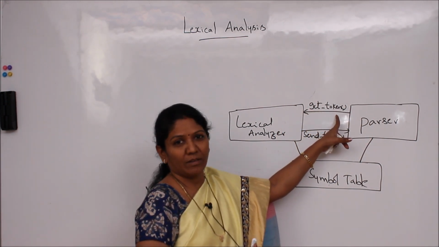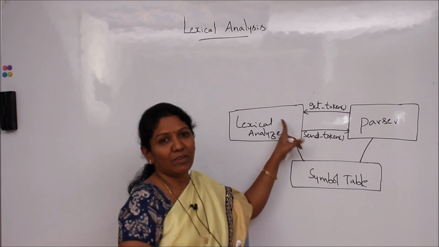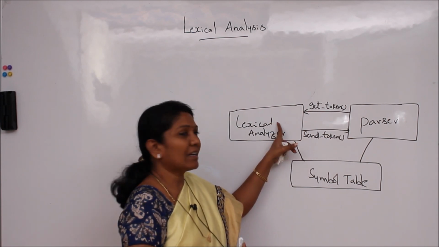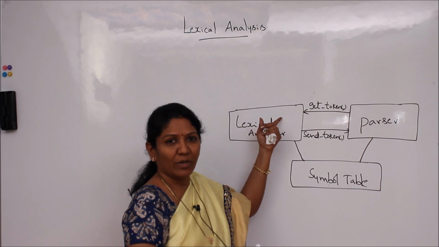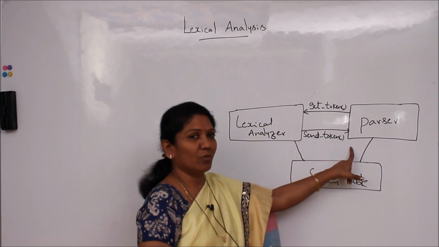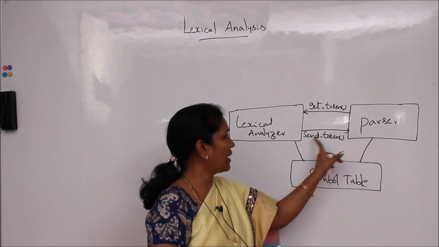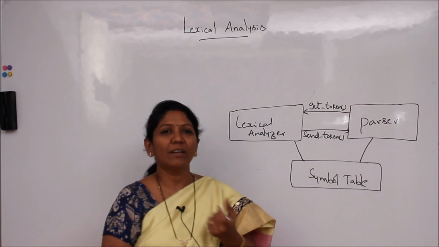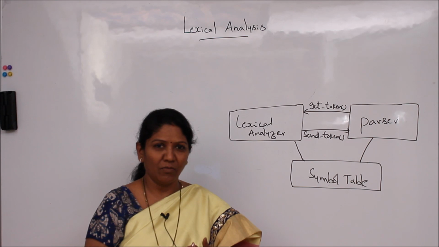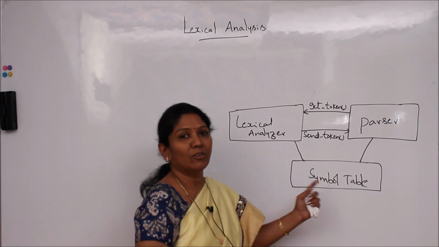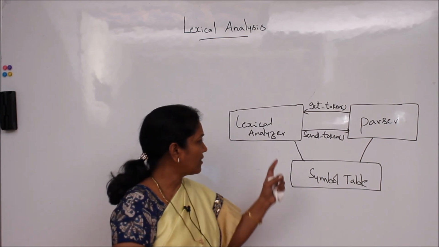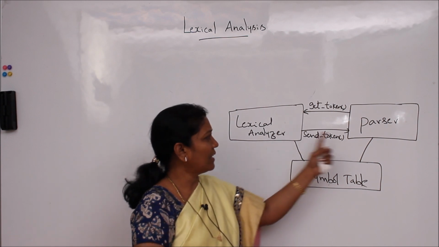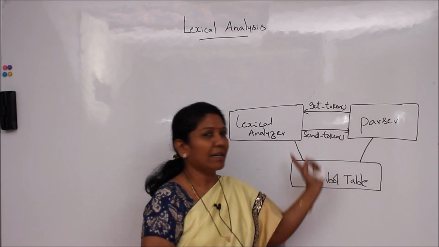something like get token. On getting the request from the parser, the lexical analyzer reads the next token and sends the next token. So, that is communicated to the parser through some function, something like send token. If at all that token happens to be an identifier, it even stores that into the symbol table. That's how the interaction between lexical analyzer and parser can be depicted like this.